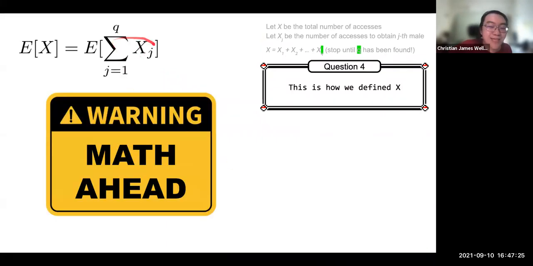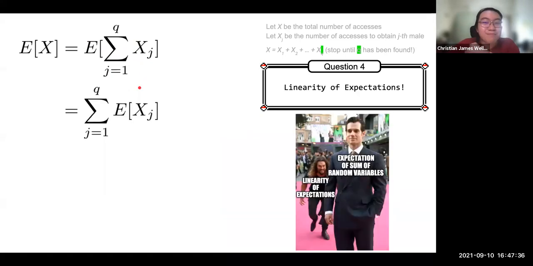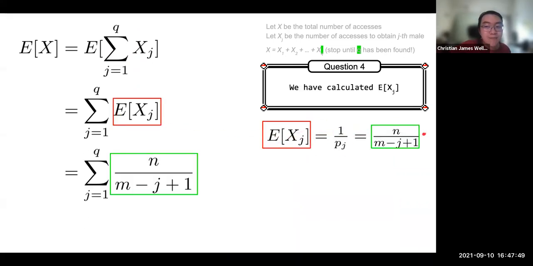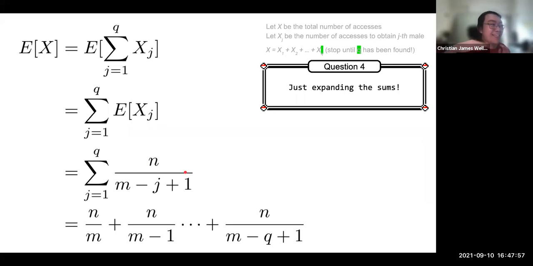So this is how we define X. Remember, the expectation of the sum of the Xj's. So math ahead, so pay attention if you are starting to doze off. Again, we have the expectation of a sum of random variables. You should feel an itchy hand to push this expectation in by linearity of expectation. We have analyzed E[Xj] to be N over M minus j plus 1, so just substitute that. Then here is me getting ready for the main show. Expand the sums like this. First slide, not so bad.